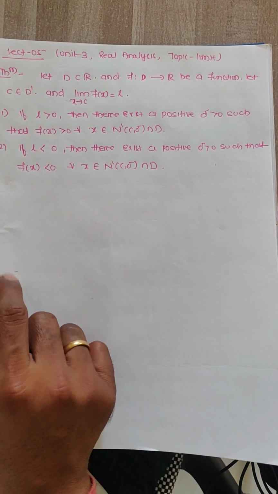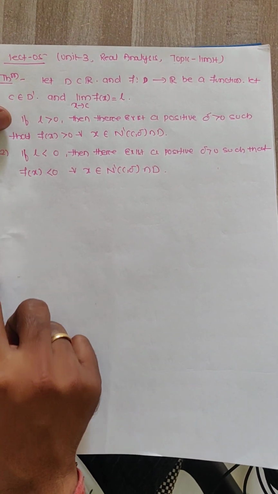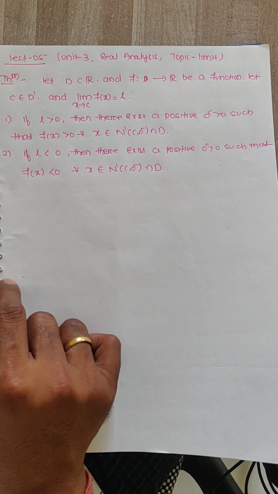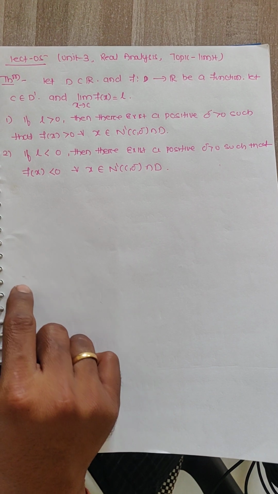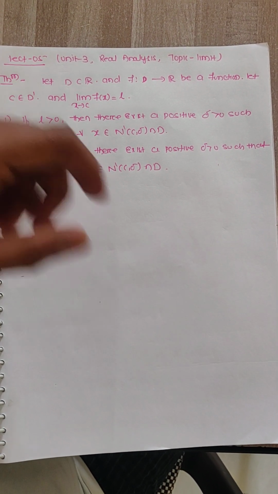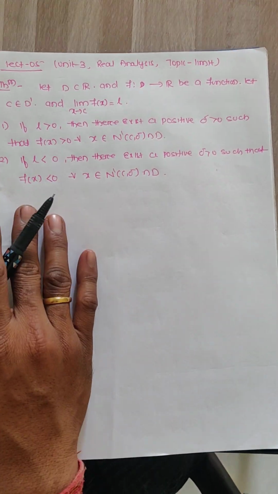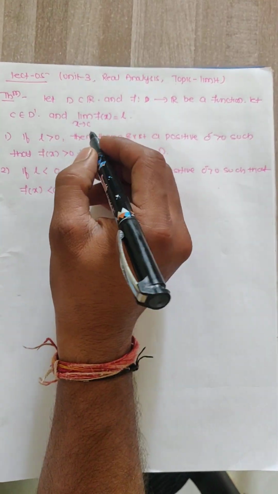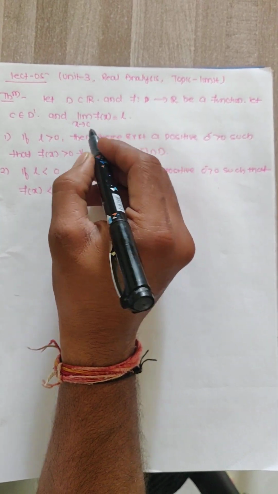Hello everyone. In the last lecture we saw the limit and the sequential criteria for the existence of a limit. Today we will see the rest of the properties of the limit topic. There is a theorem called the sign preserving theorem. Let me state it shortly.